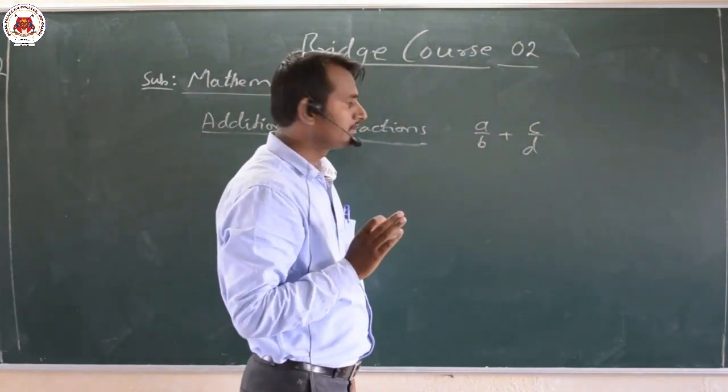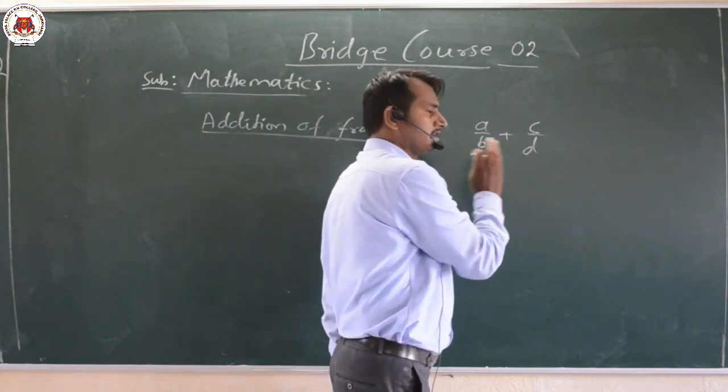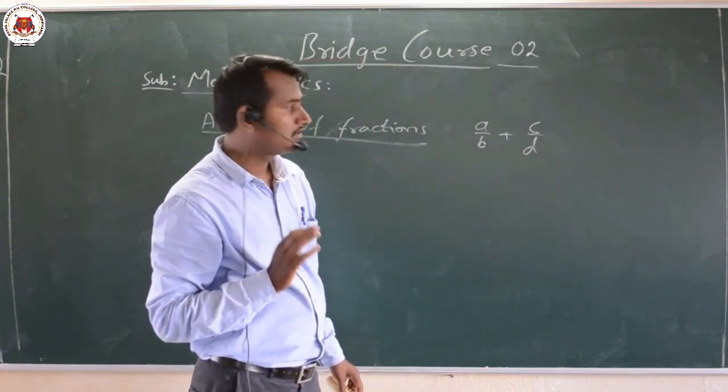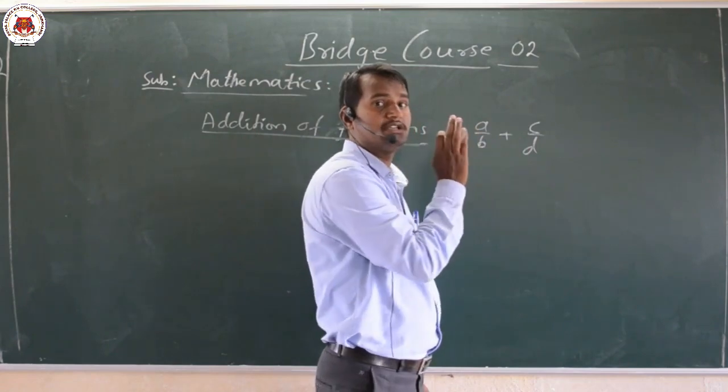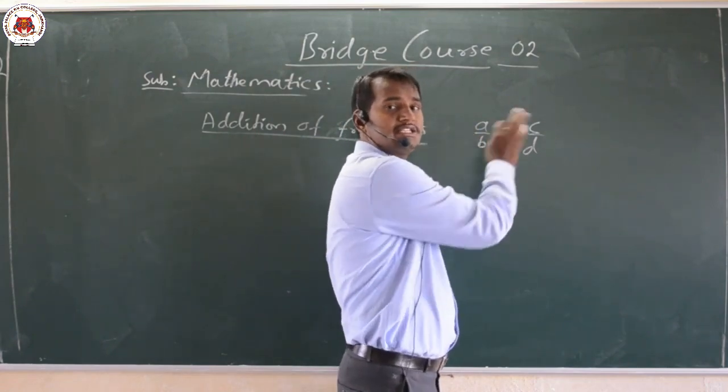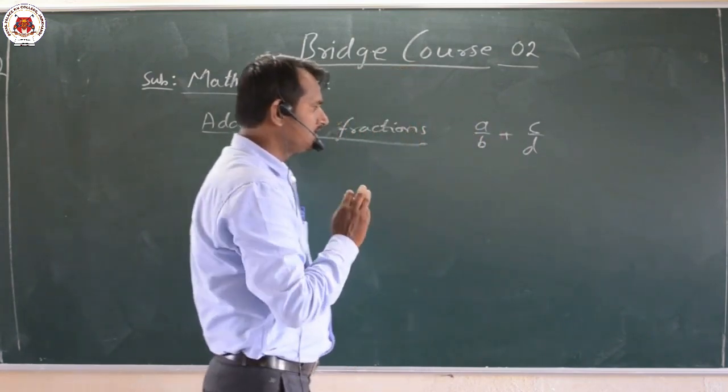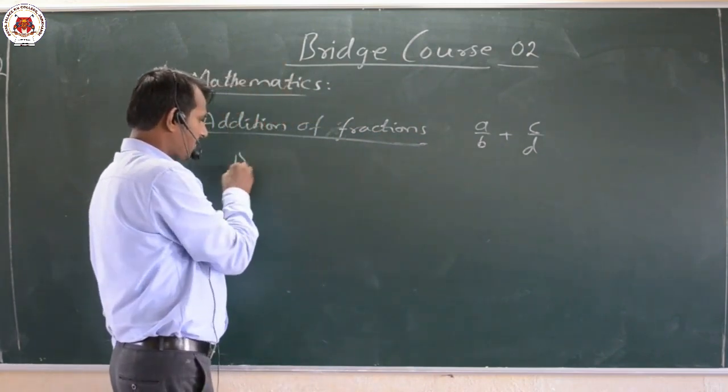It is our common thing. Here what we have to do is, first of all we have to take the LCM. Why do we have to take the LCM? Because the denominator should be the same here. If the denominator is the same, then we can easily add it. Okay, fine. So now let us take an example. First one, examples.